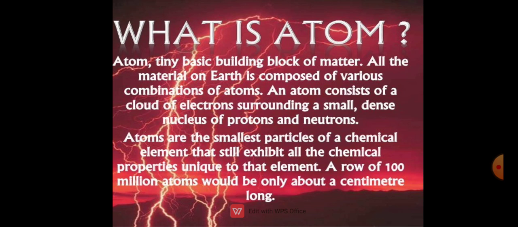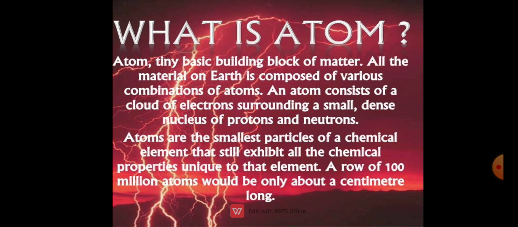Like an atom consists of a cloud of electrons surrounding a small dense nucleus of protons and neutrons. Means that the nucleus of an atom consists of the proton and the neutron. An electron revolves around the nucleus in a fixed circular path called a shell, orbit or energy level.